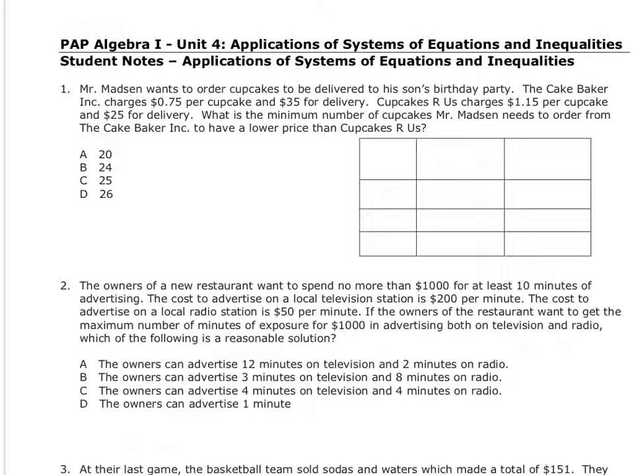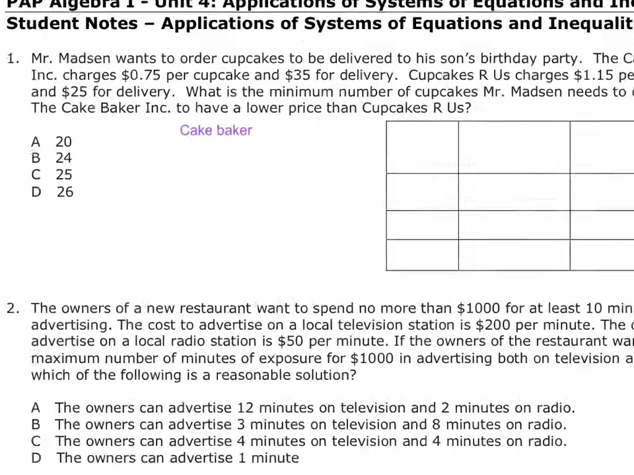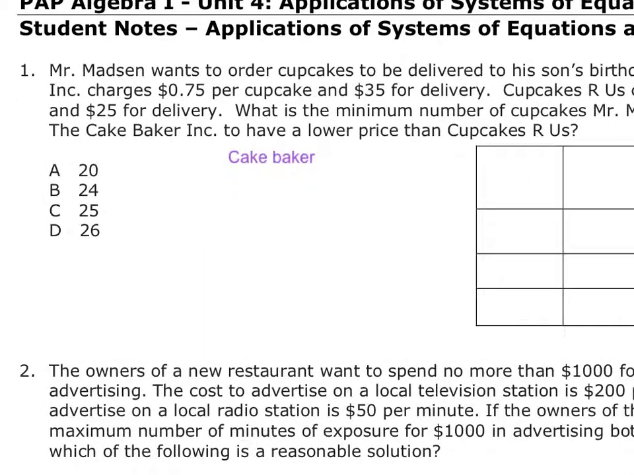Well, the first thing we're going to have to do is make some equations, because we've got two places he can order cupcakes from, which means we're going to have two equations. The first one will be for the Cake Baker. Cake Baker charges 75 cents per cupcake, and that keyword per, we know that whenever we're charging a price per something, it's going to be every time that we buy a cupcake. So my equation is going to be 0.75x for each cupcake. Then we also see $35 for delivery. Well, it's only going to be delivered one time, so we'll just add 35 to it.